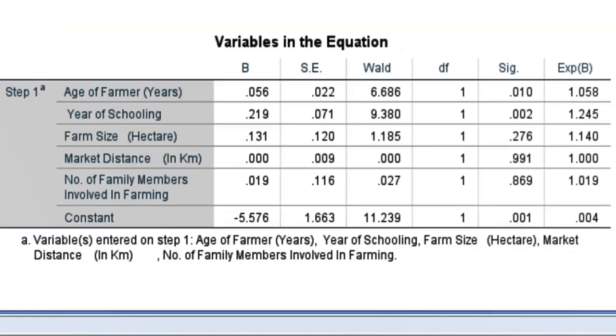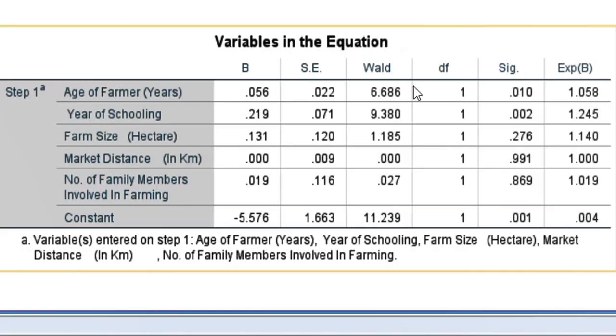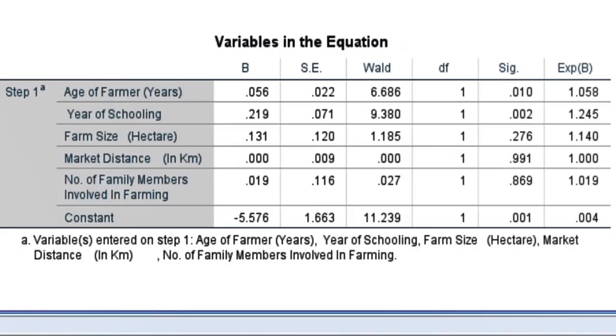To calculate this in this example, I will perform 1.058 minus 1, divided by 100. In the same manner, years of schooling. Years of schooling indicates that for each one unit, that is, 1 year increase in years of schooling, the odds of adoption of organic farming increase by 24.5% and the effect is statistically significant.